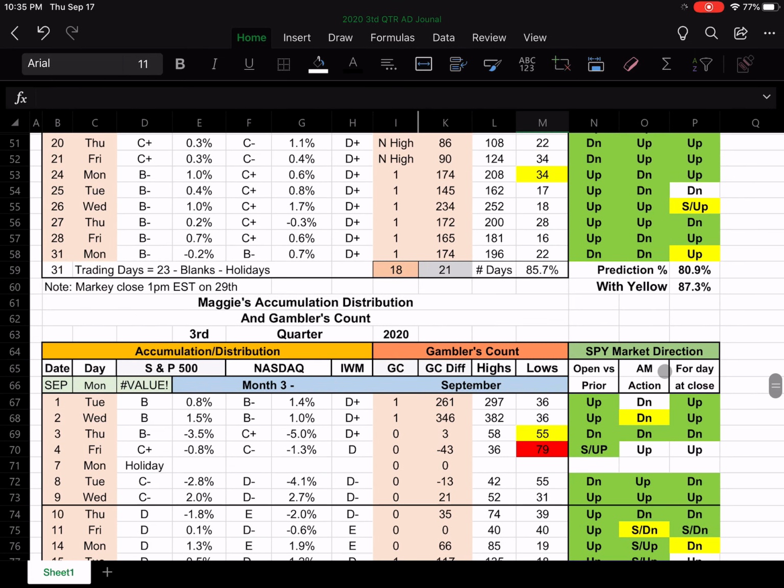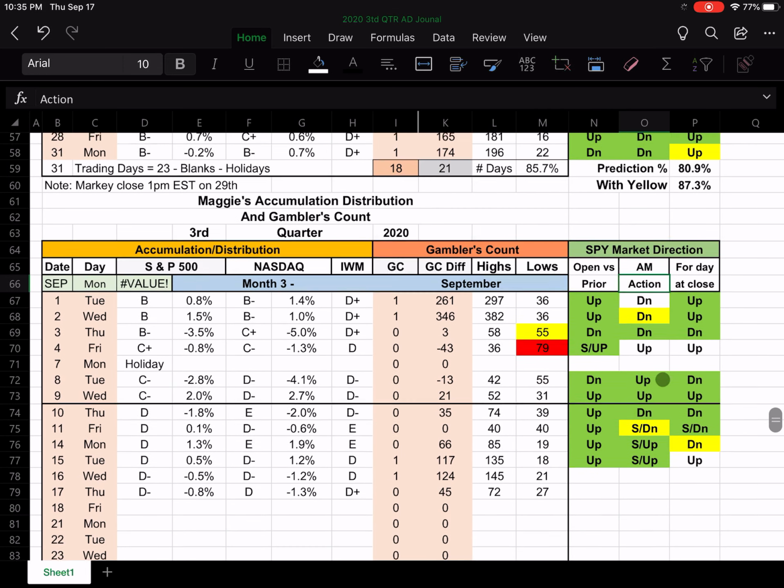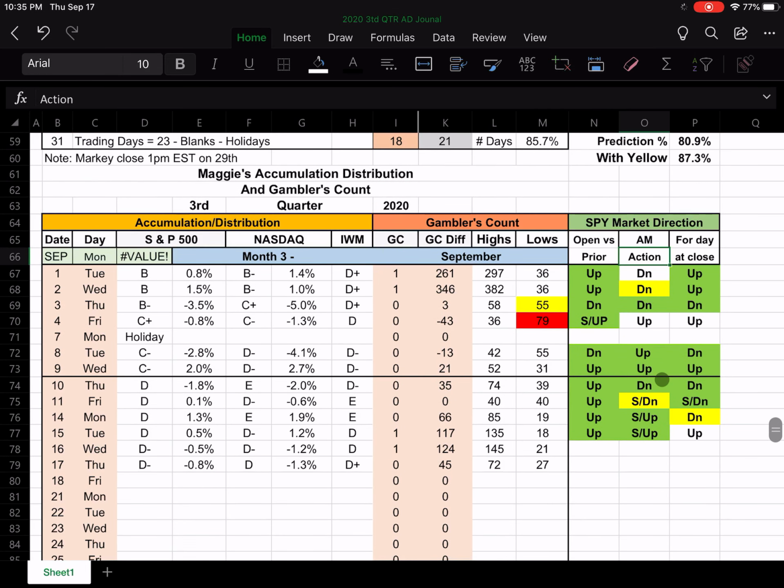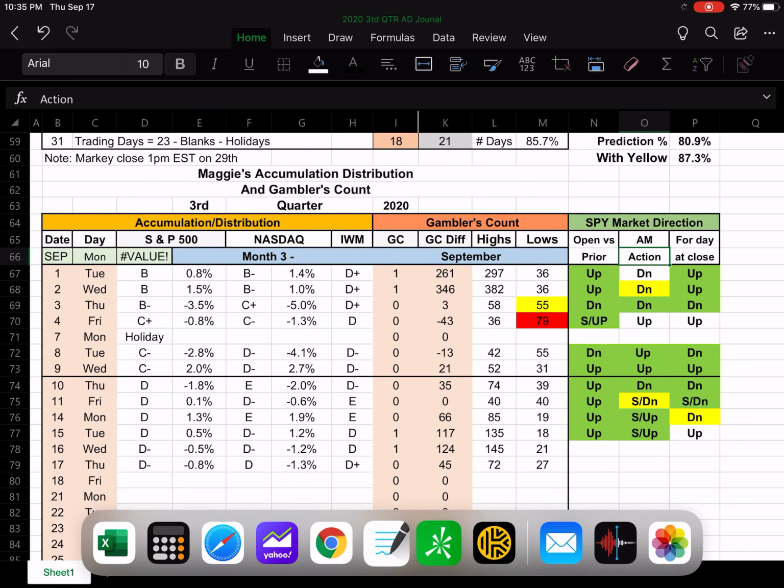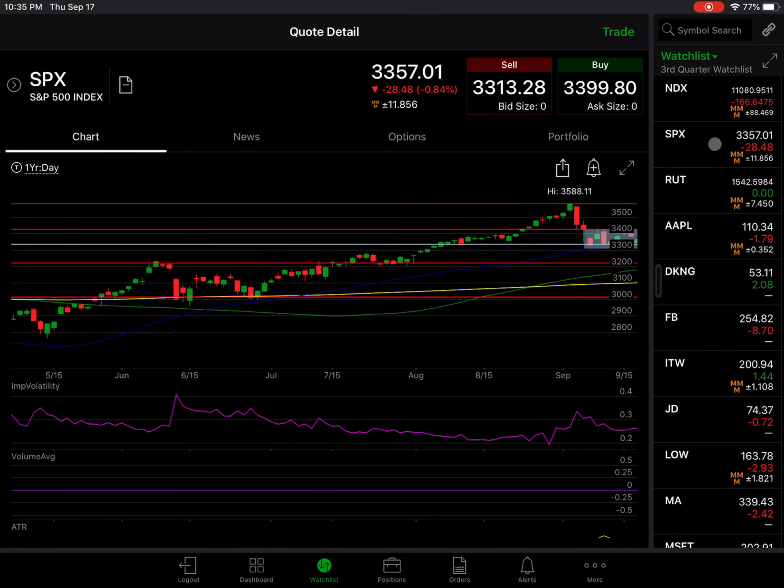So the AM action is by like 9:30, 10 o'clock. Has the market gone up, down, or sideways? Basically sideways down or sideways up. And then the close of the day is a prediction of where the market's going to end for the day on the SPY. I do it by the SPX, which is this right here.